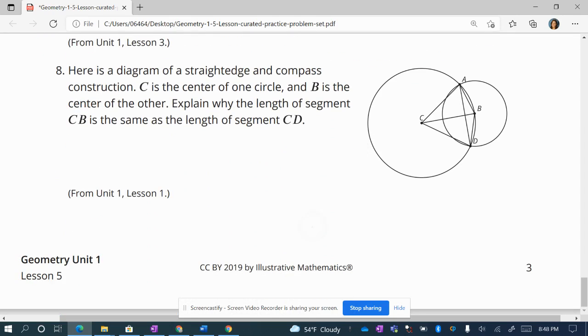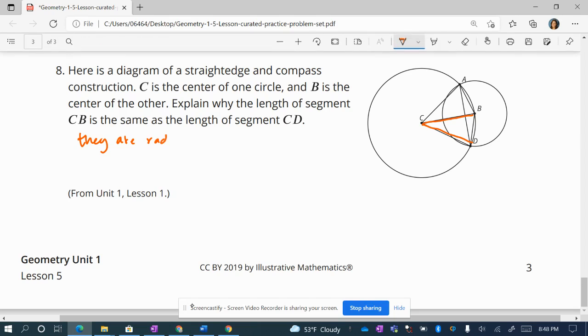Last one. Here's a diagram. This was from early on, Unit 1, Lesson 1. A little bit easier when we were first looking at diagrams. C is the center of one circle and B is the other. Explain why the length of CB is the same as the length of CD. We don't even need to look at the little circle. CB is the radius of the circle centered at C, and so is CD. They are radii of the same circle, which means they are the same.